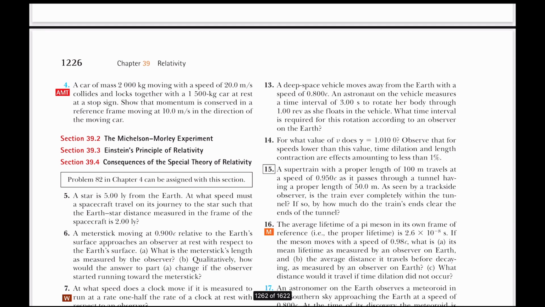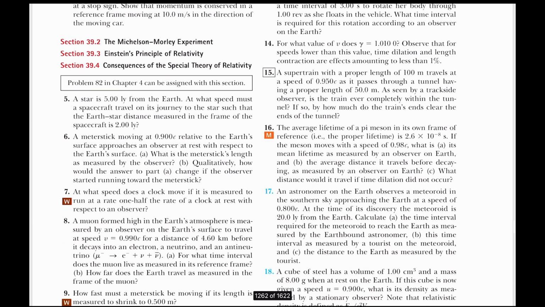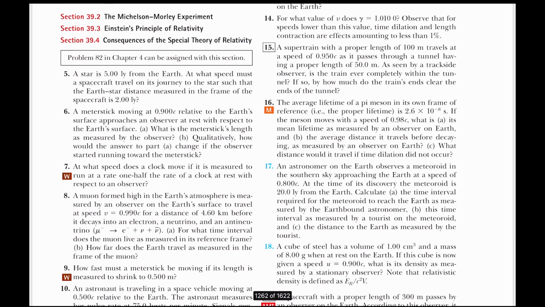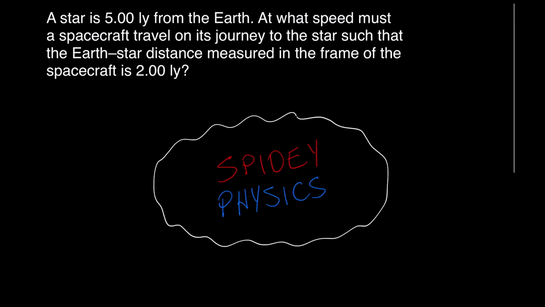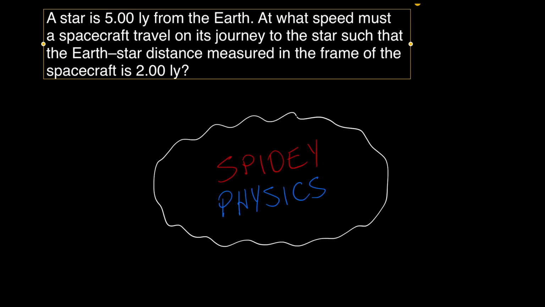Here we have chapter 39, relativity. Under this section, problems related to these three concepts, I picked the first problem, problem number 5. Let's read it together. I'm also going to outline some important stuff.